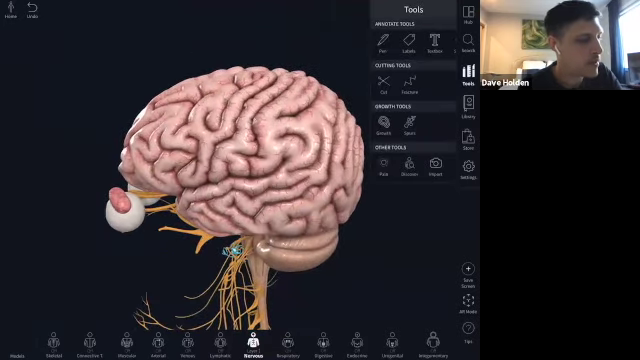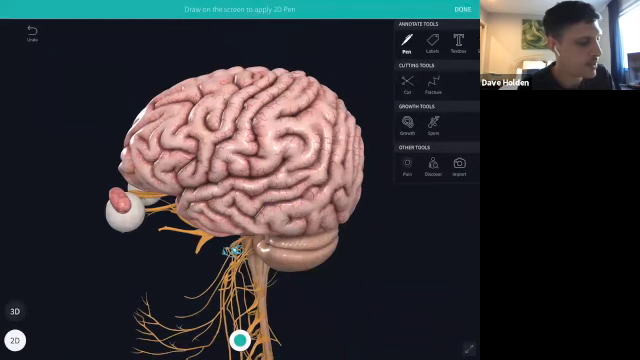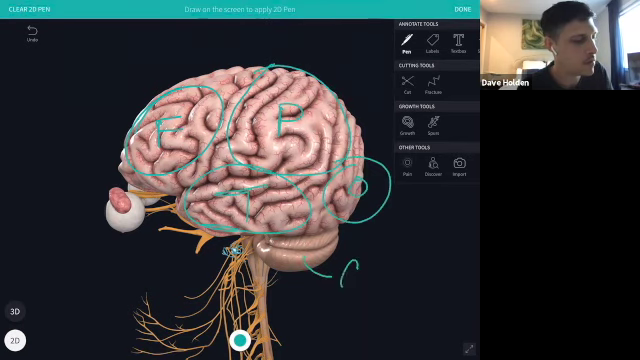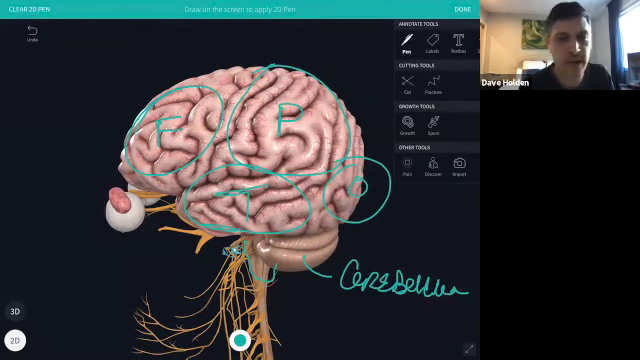Looking at the brain, there are a few major structures that we can start to identify. We have the frontal lobe, parietal lobe, temporal, occipital, cerebellum, and you can see a little part of the brainstem right there. That would be the medulla oblongata.